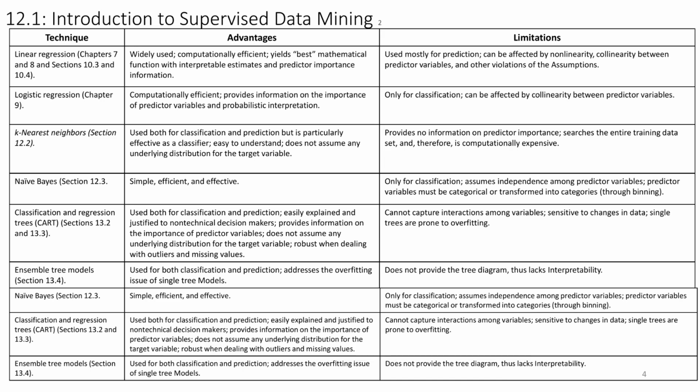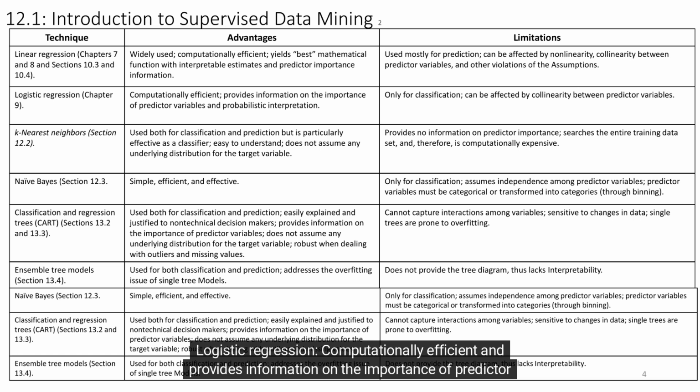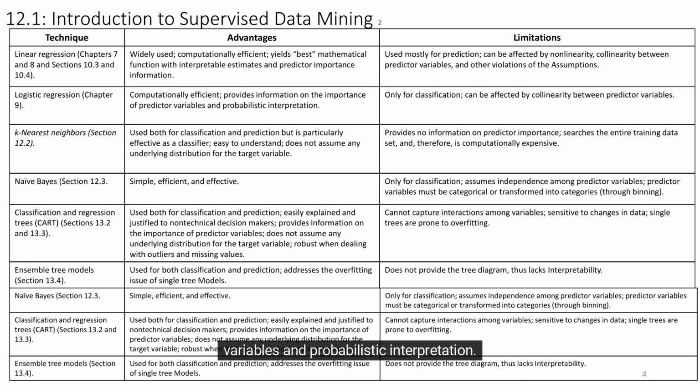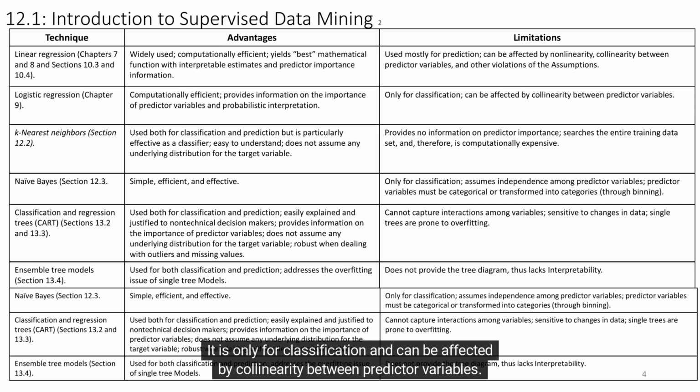of assumptions. Logistic regression: computationally efficient and provides information on the importance of predictor variables and probabilistic interpretation. It is only for classification and can be affected by collinearity between predictor variables.